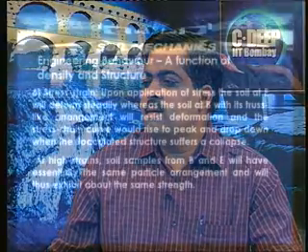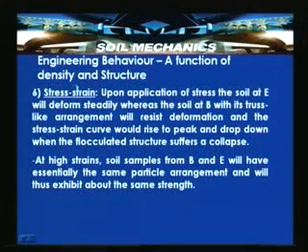The next one is the stress strain behavior of the soil, because now what we are trying to do is play with the compaction curve and we have selected 4 points B, C, D and E, where B and C are on the dry side of the optimum, E is on the wet side of the optimum and D is at the optimum. So, with reference to stress strain, upon application of stress, the soil at E will deform steadily, whereas the soil at B with its truss-like arrangement will resist deformation, and the stress strain curve would rise to a peak and drop down when the flocculated structure suffers a collapse.